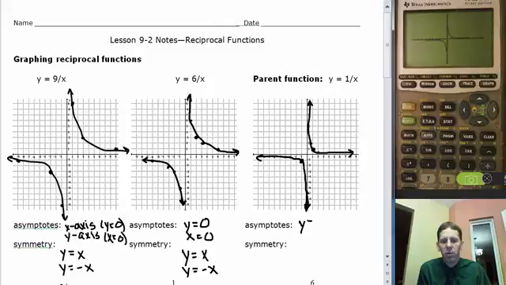Same asymptotes we had before. The graph gets really close to but never touches the x-axis or the y-axis, and the lines of symmetry are still y equals x and y equals -x.